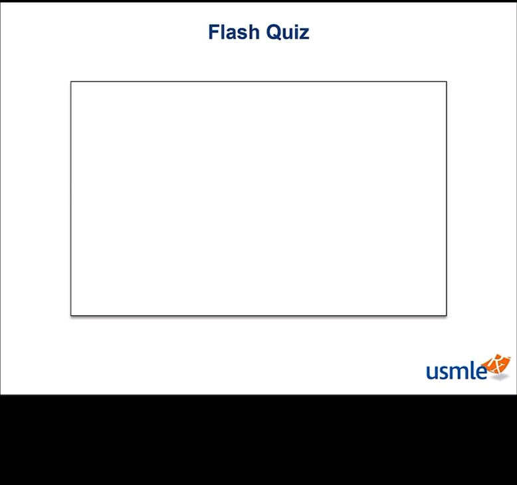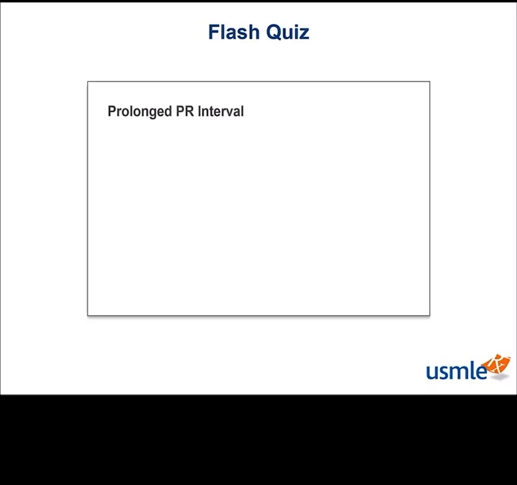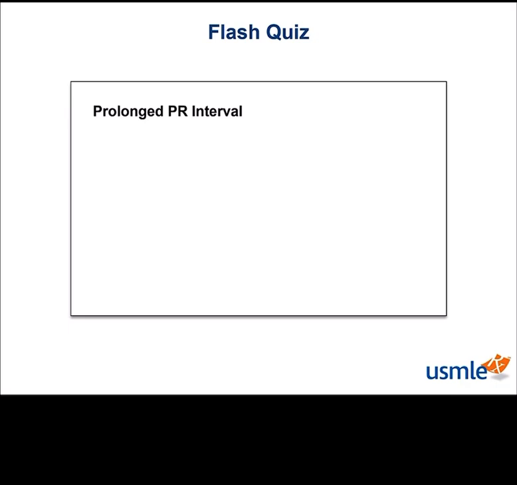Flash quiz. What cardiovascular effects can be observed on an ECG? The answer is prolonged PR interval. Remember, the PR interval represents the period in which the conduction velocity is delayed through the AV node.